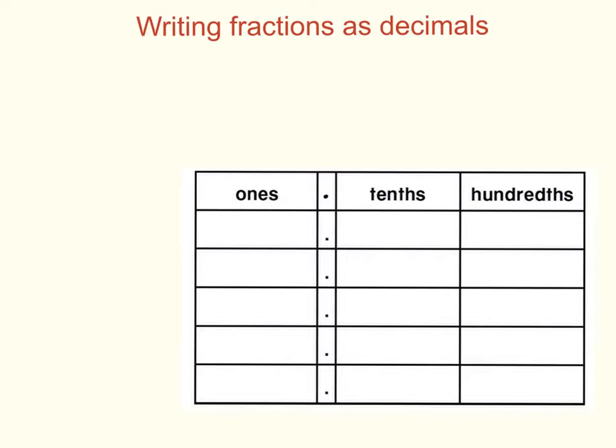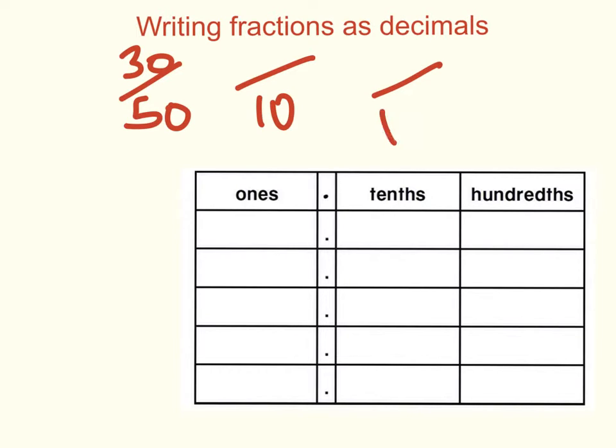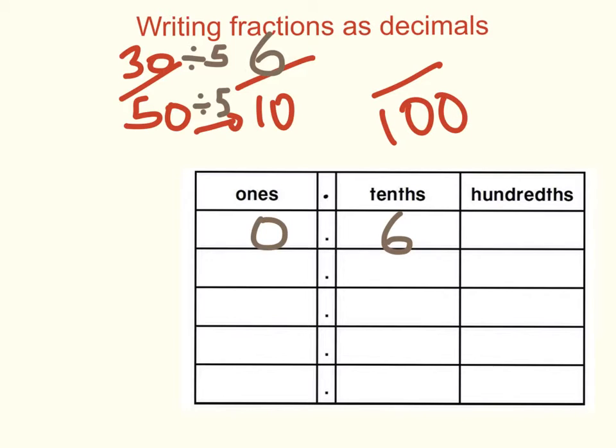Here's another question for you. What about 30/50? Remember that we only have tenths and hundredths in our place value, so we must get either a 10 or a 100 in the denominator. Is there a way to get a 10 from 50? Well, I could divide by 5. 50 divided by 5 is 10. So what's 30 divided by 5? It's 6. So I'd have 6 in my tenths, 0 in my ones. So this is the same as 0.6.